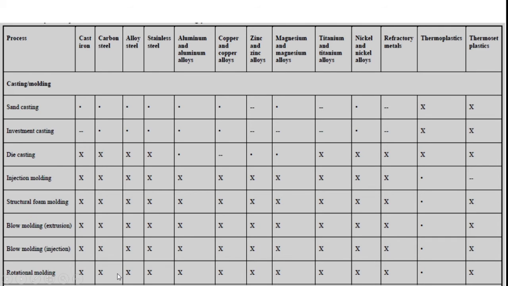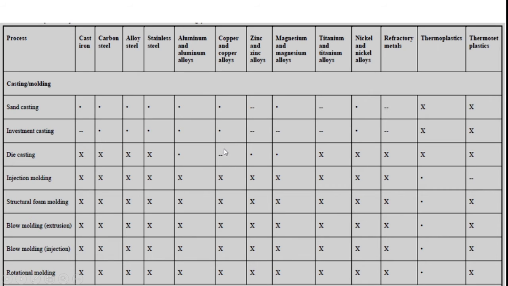Likewise, in boiler accessories, we may utilize alloy steels. In that, sand casting and investment casting are preferably applicable, but we can't utilize die casting, injection molding, structural foam molding or rotational molding. For stainless steel, we can also utilize sand casting and investment casting. For aluminium and aluminium alloys, we can utilize die casting, maybe pressure casting or otherwise natural die casting. We can also utilize sand casting and investment casting, but we can't utilize injection molding, structural foam molding, blow molding, and rotational molding.